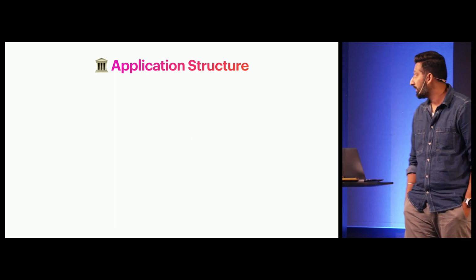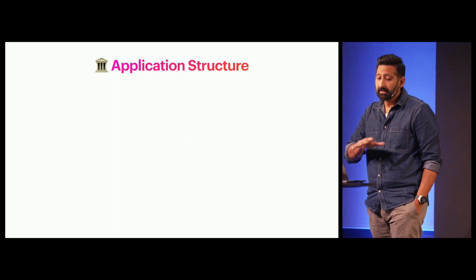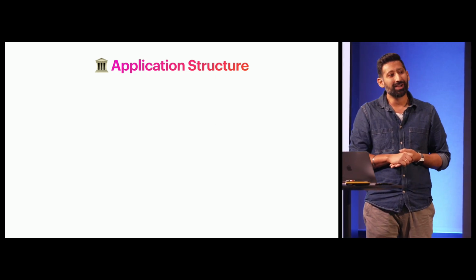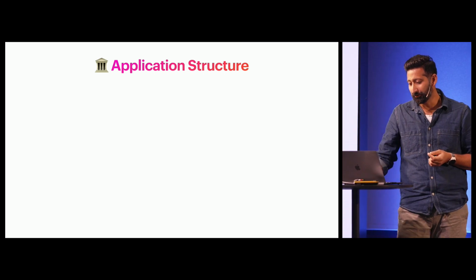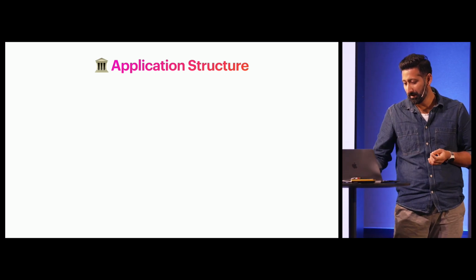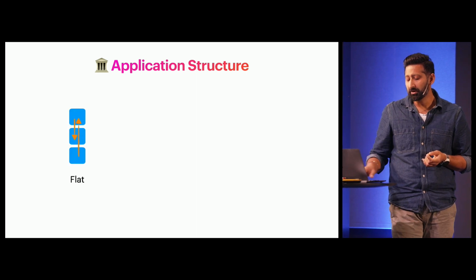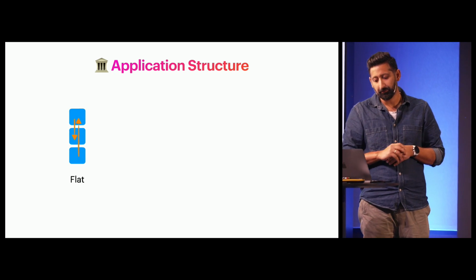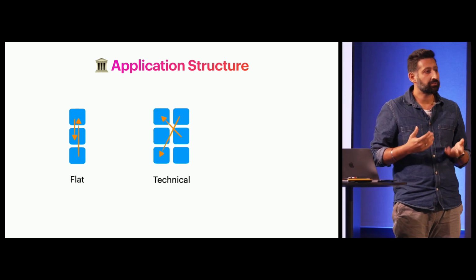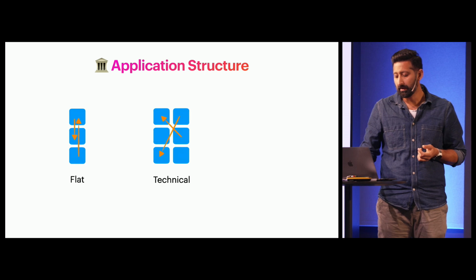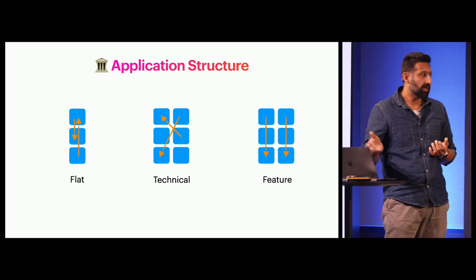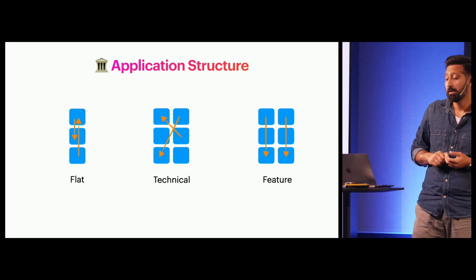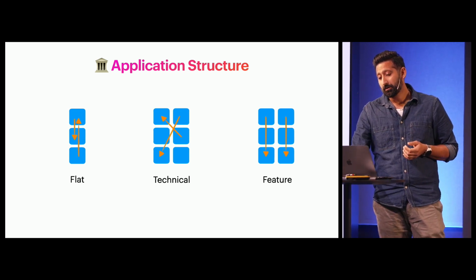I'm going to be talking about three distinct ways of structuring things. There are many different ways to do this, but I've come up with my own terms, and you may recognize them. I'll be talking about something called a flat structure. The arrows I'll get back to. It's a more technical focused structure. And then something I've coined, in this talk at least, a feature structure.